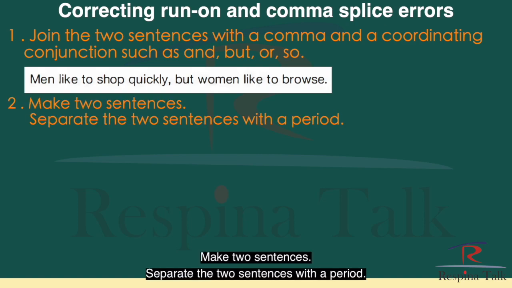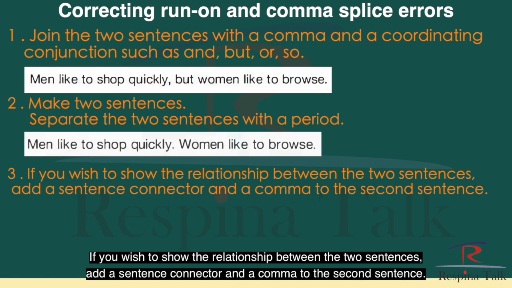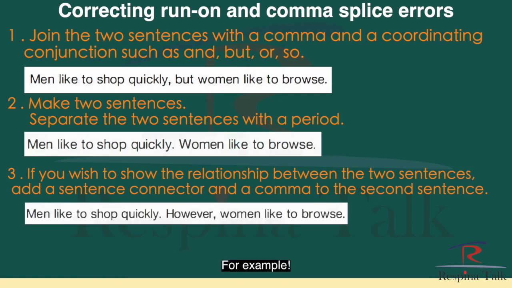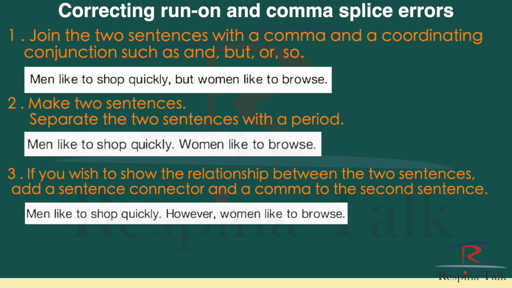Two, make two sentences. Separate the two sentences with a period. For example, men like to shop quickly. Women like to browse. Three, if you wish to show the relationship between the two sentences, add a sentence connector and a comma to the second sentence. For example, men like to shop quickly. However, women like to browse.